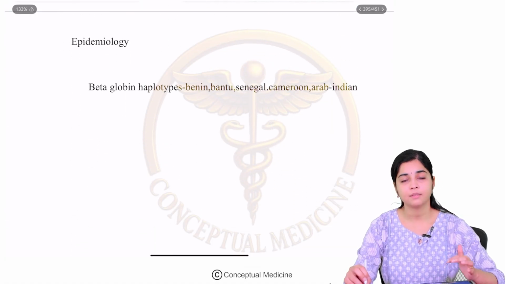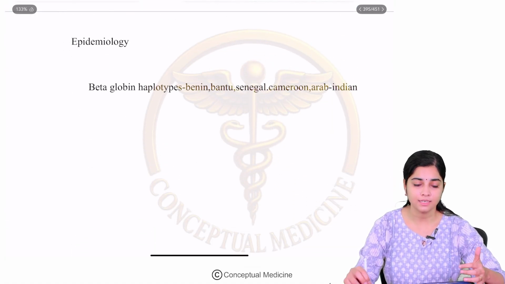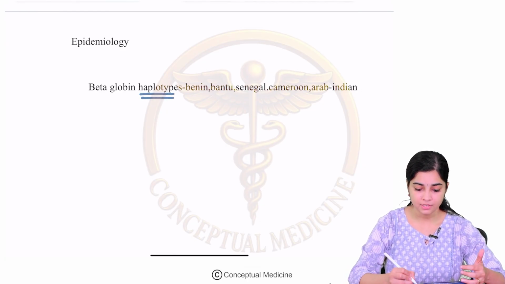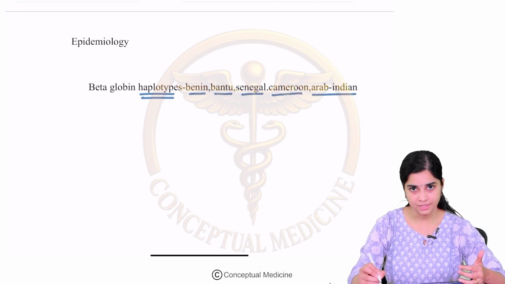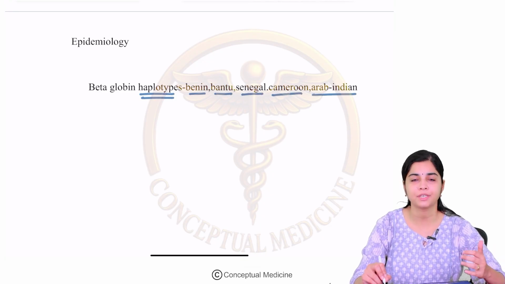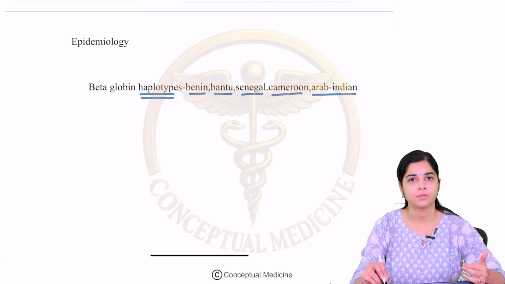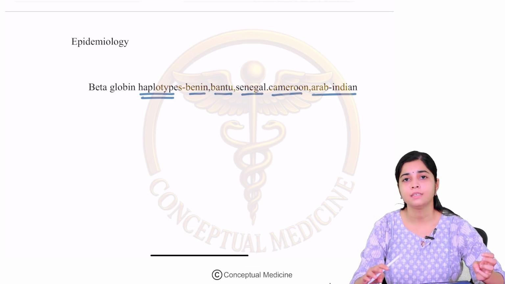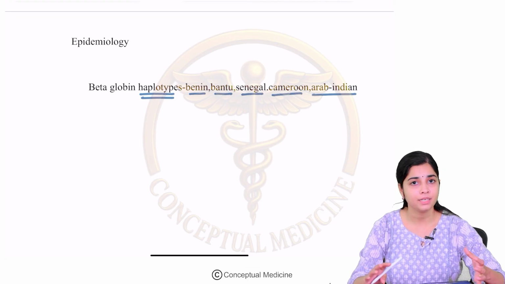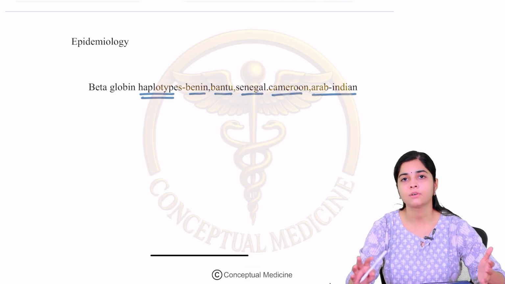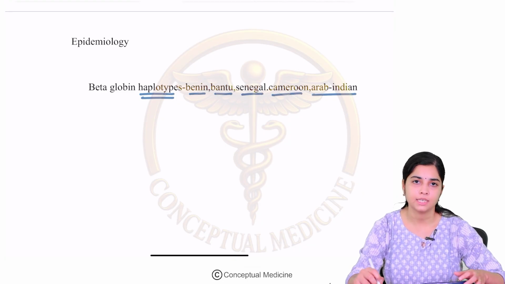So let us understand about the epidemiology of sickle cell. Sickle cell usually is characterized by the following haplotypes: Benin, Bantu, Senegal, Cameroon and the Arab Indian. Most sickle cell anemias are found in the Middle East, in Africa as well as the Indian subcontinent. In the Indian subcontinent, sickle cell anemia is more common in Middle India as well as Bengal and Northeast India. So there is a lot of sickle cell population there as well.